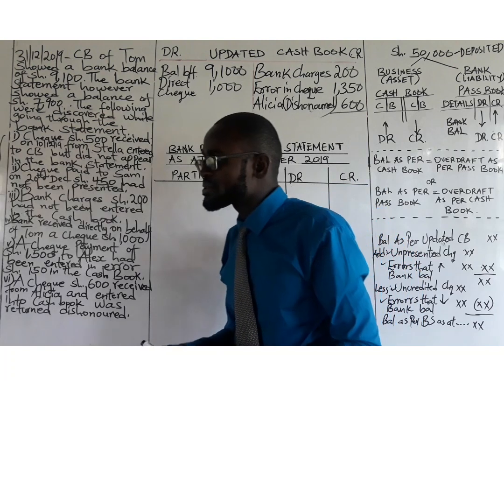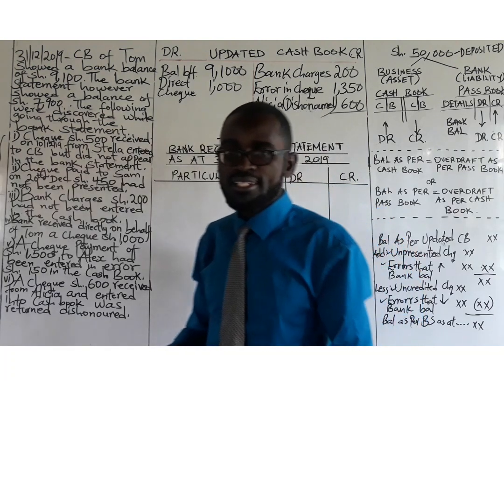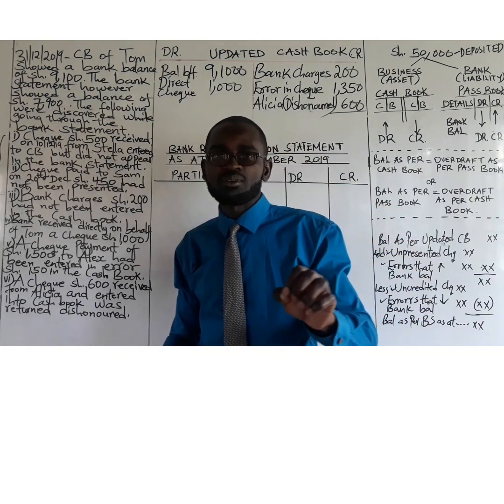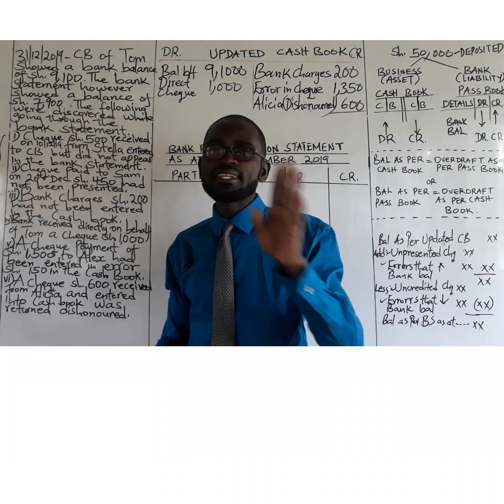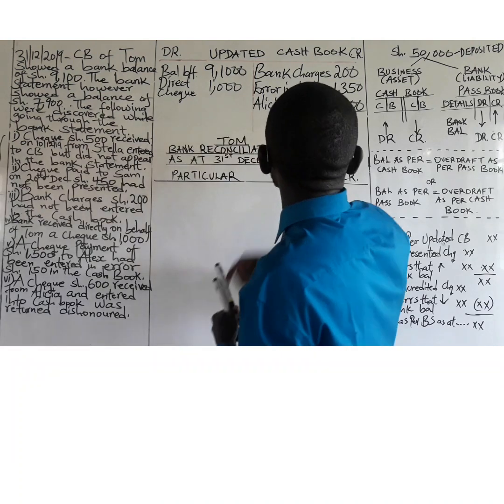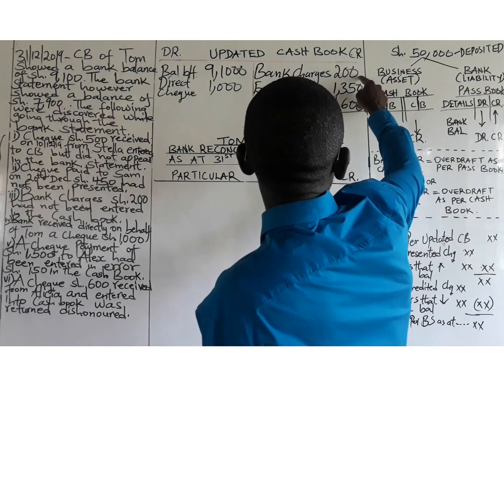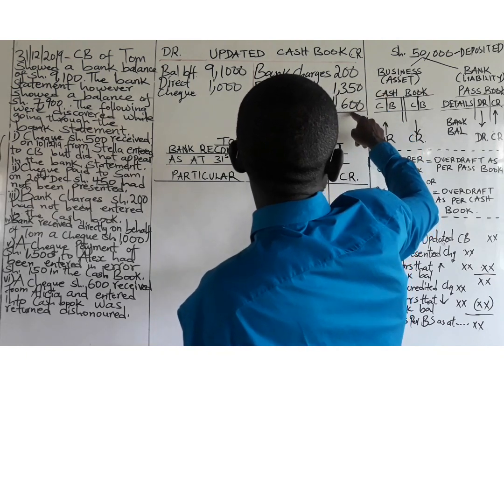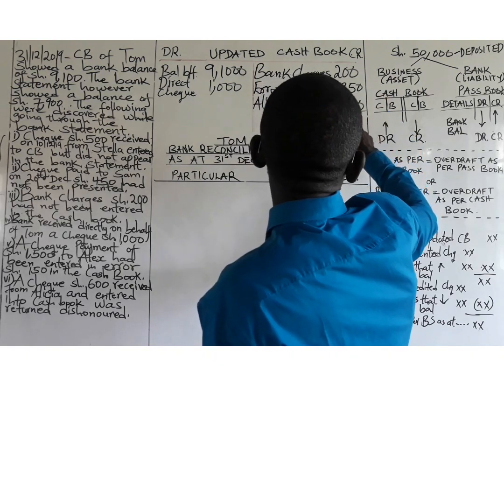When we add the two, we now get the balance as per the cash book by getting the difference between the two. So when we add on this one, we are supposed to get 2150.